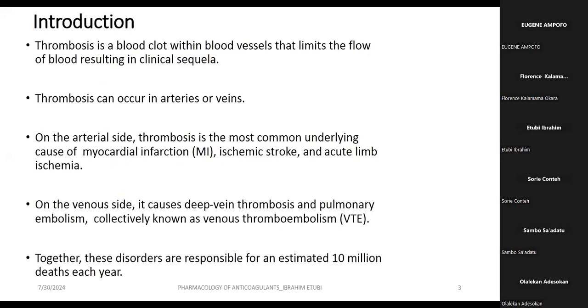Thrombosis, like we know, is a blood clot, and it is usually a clot that is found within blood vessels, which can limit the flow of blood. And when this occurs, it carries varying impact depending on the degree of occlusion. Thrombosis can occur in the arteries or veins. When they occur on the venous side, they cause deep vein thrombosis and pulmonary embolism, both of which are known as venous thromboembolism.